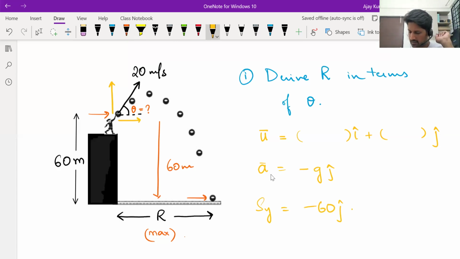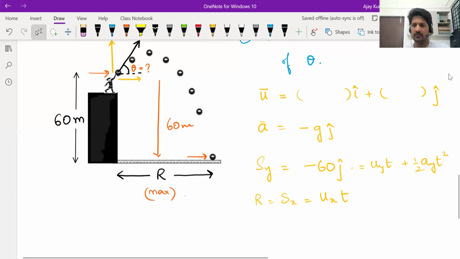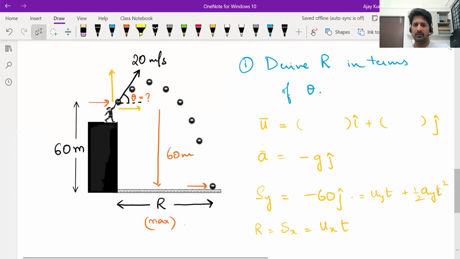Okay. And range basically is displacement in x direction, which will be velocity in x direction multiplied with time. So you should first calculate time. How to calculate time? Sy is equal to uy t plus half ay t square. Okay, just write the equation. This is going to be lengthy. Okay, but try to derive some equation, all of you.